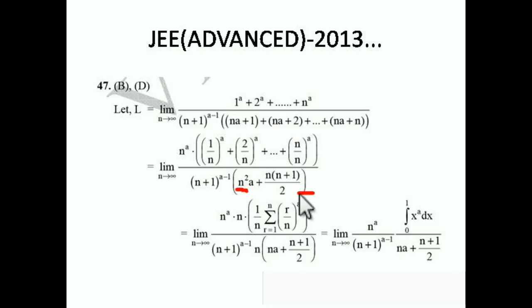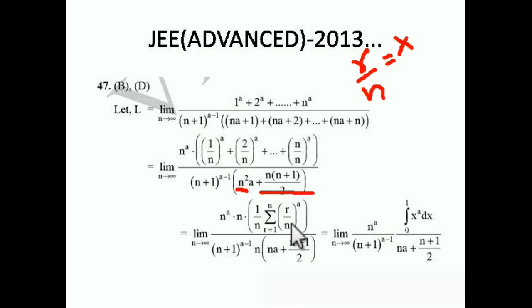Now this form, we solved at least 2 to 3 examples based on this, on how to convert a summation into the integration. At that time also I told you: suppose r divided by n is equal to x. So we take r by n equal to x. Now if r by n is equal to x, then 1 by n dr is equal to dx. So this 1 by n into dr becomes dx.